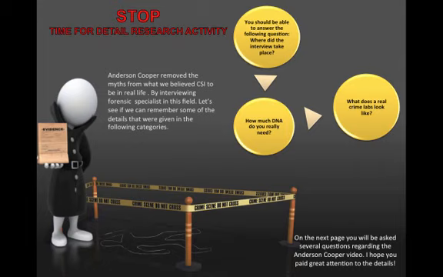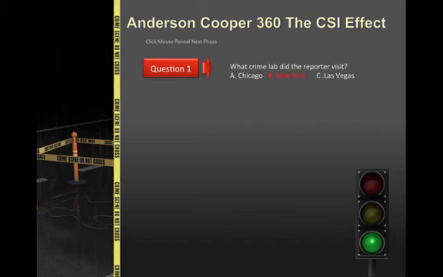Anderson Cooper 360, the CSI effect. Question 1. What crime lab did the reporter visit? A. Chicago, B. New York, or C. Las Vegas? You see the answer clear as day, rookies, so don't freak out.